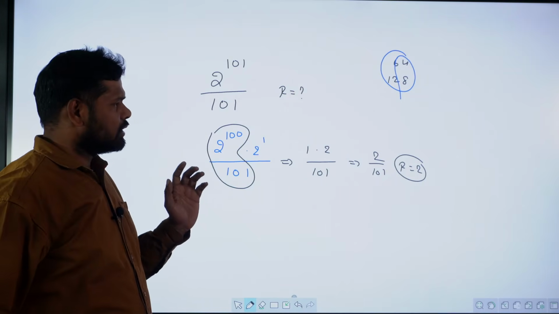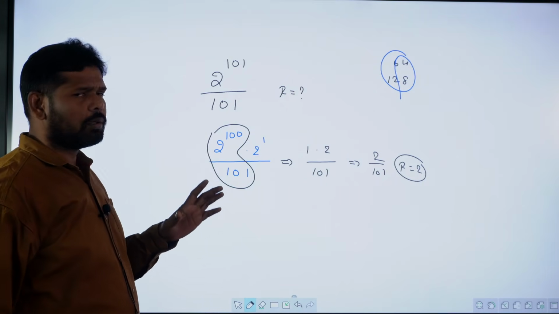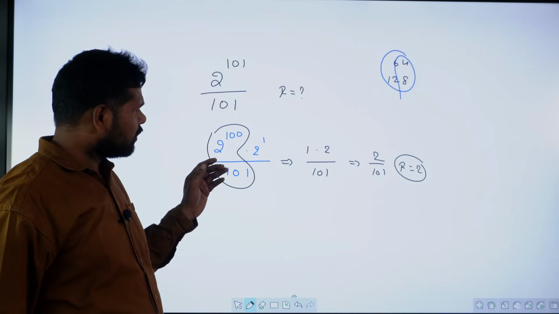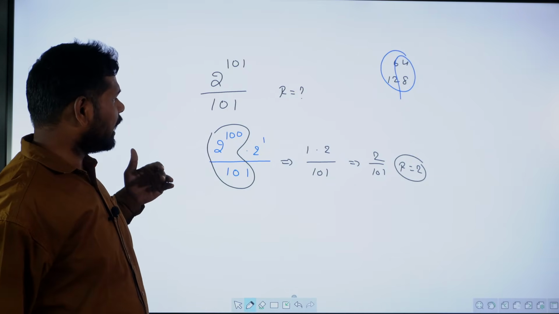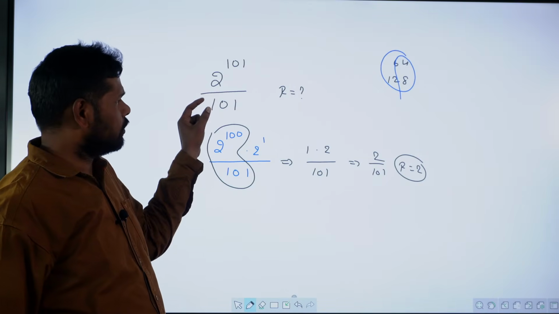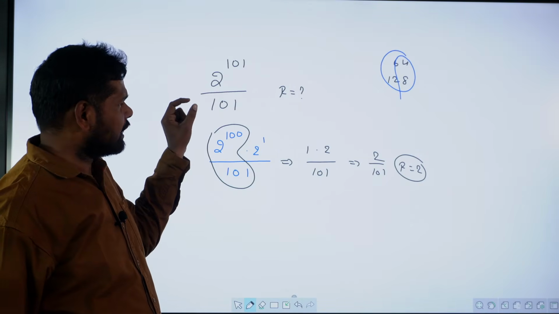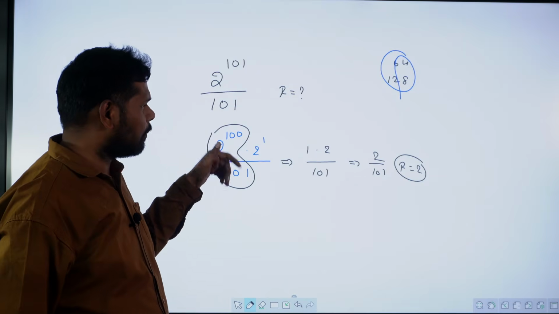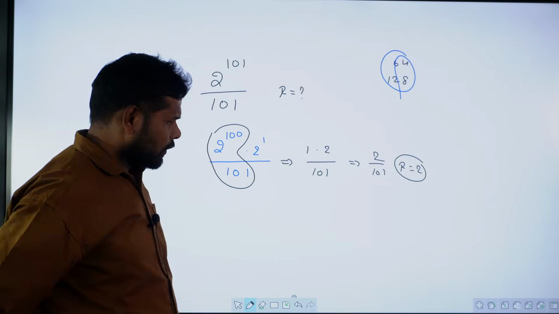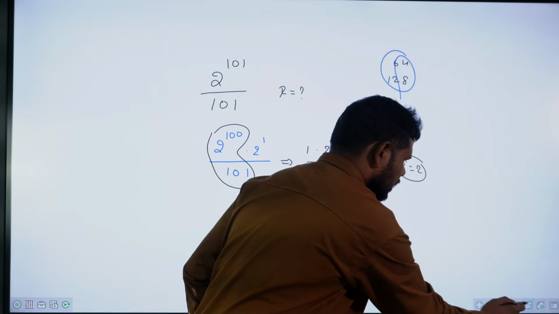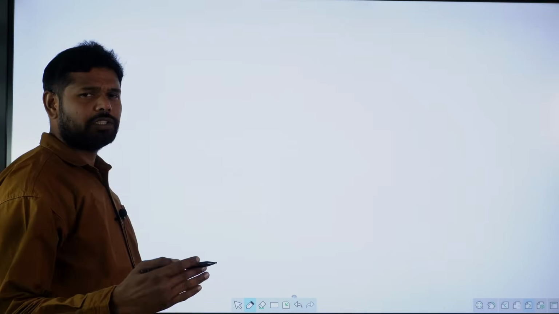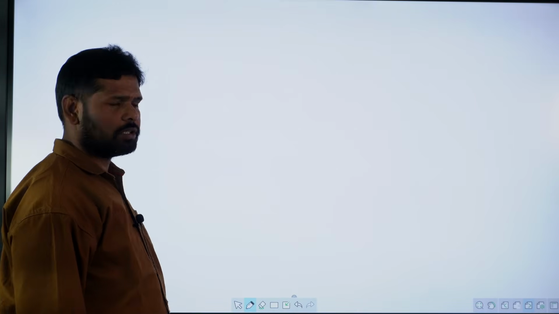Whatever question is given, first don't bother about any type of form. Observe and apply whatever concept you know related to that question. Whatever concept we know, just try to apply it to that question. That is very, very important. Once we apply the concepts to the question, it is very easy to solve any type of question.